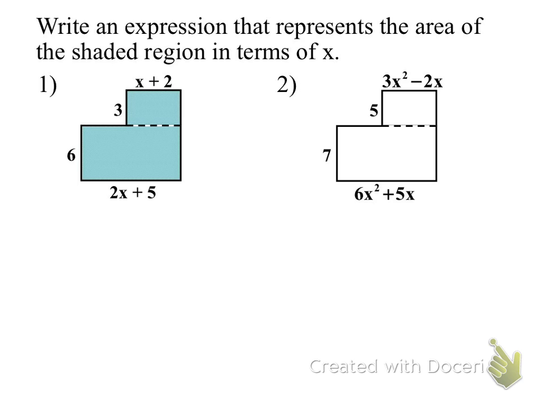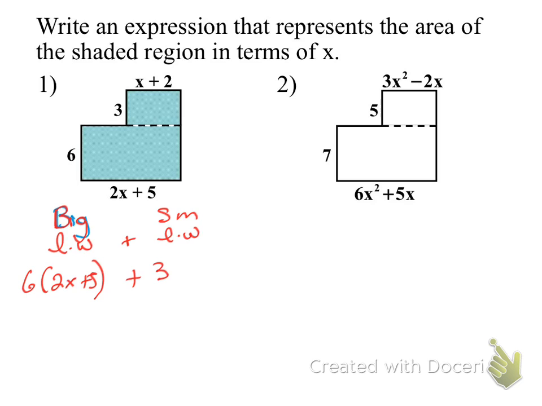So area of the big rectangle. What's the formula for the big rectangle? Ari? Length times width. Big length times width plus the small length times width. Okay? So what am I multiplying together here? For the big one, 6 times 2x plus 5, plus 3 times x plus 2.